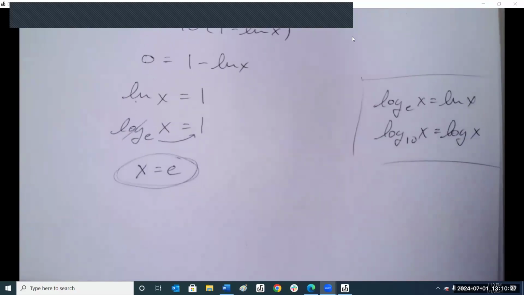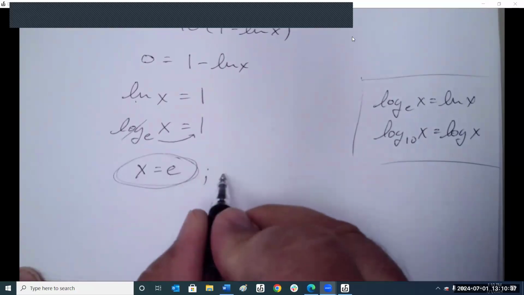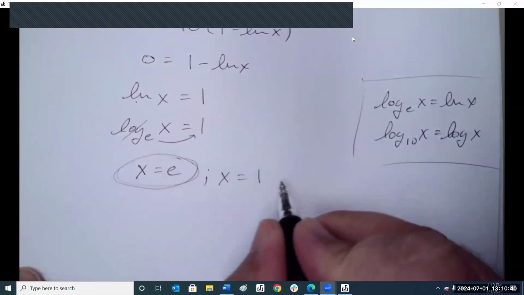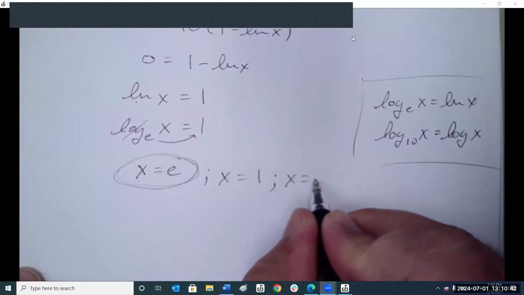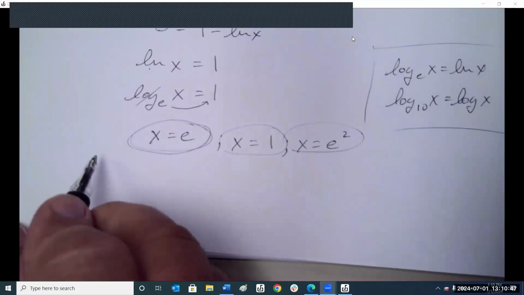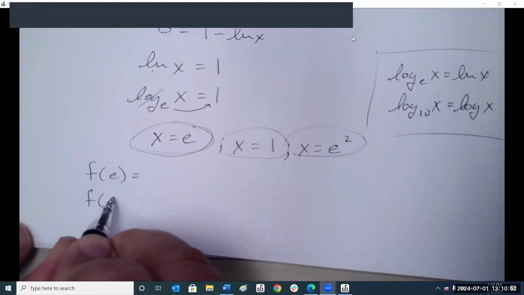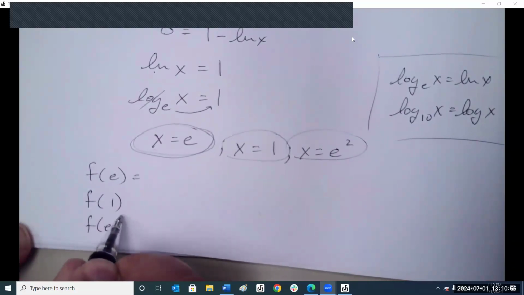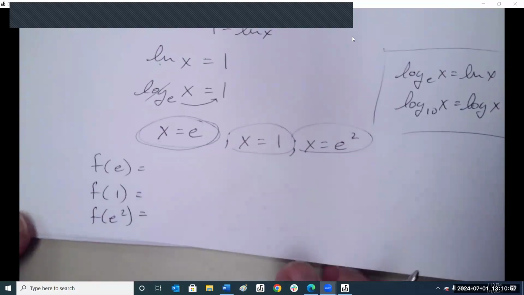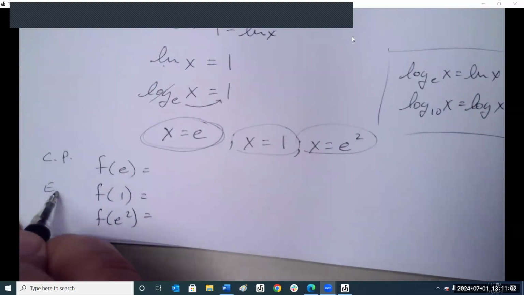So that's one of our values. So we have x equals e, x equals 1, and x equals e squared. We got to try those three, because this is the critical point and these are my endpoints.